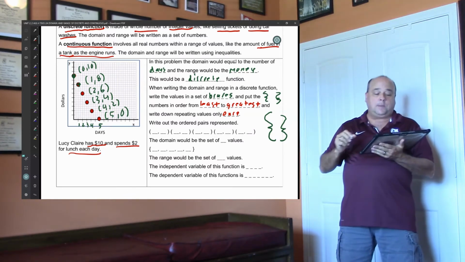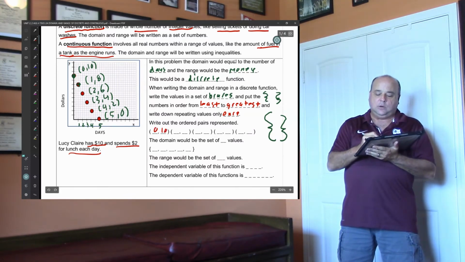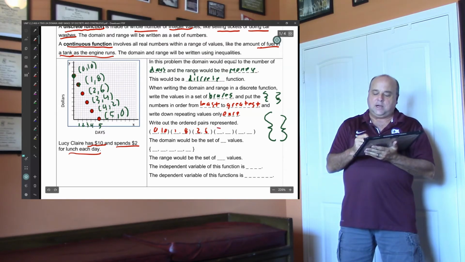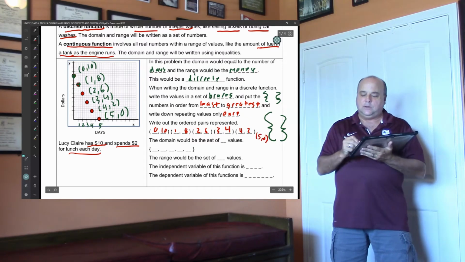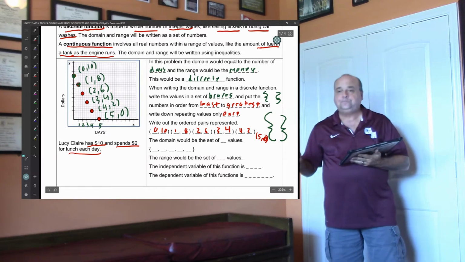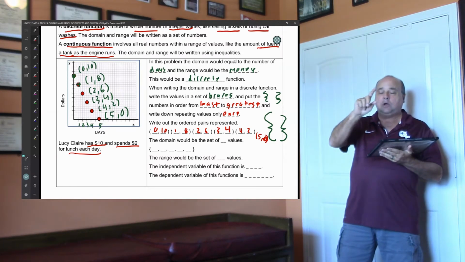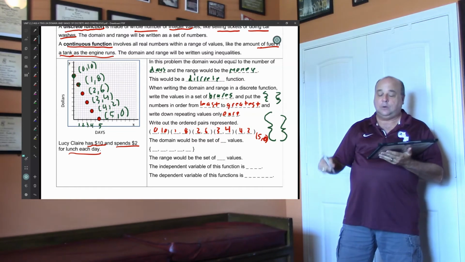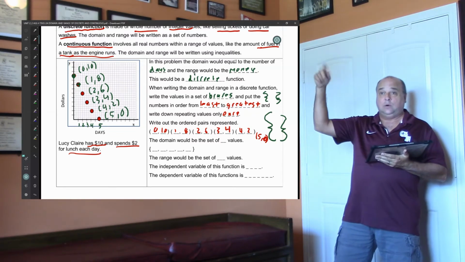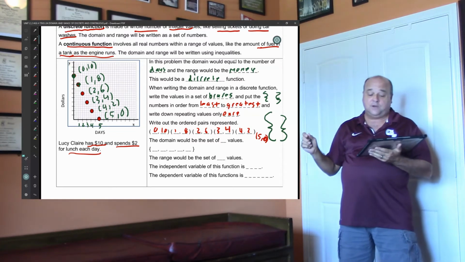So write down the ordered pairs represented: (0, 10), (1, 8), (2, 6), (3, 4), (4, 2), and (5, 0). Let's add the (5, 0) in there. I forgot to put that in there. So we start at (0, 10), and we work down to (5, 0). An input of 5 would be 0. That would be your x-intercept, or the zero of the function.